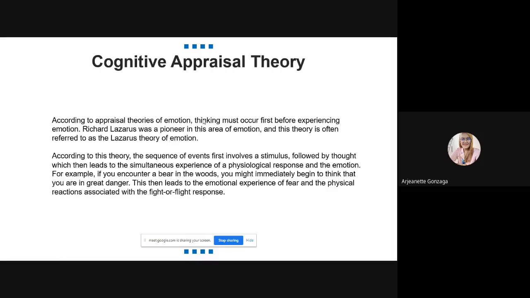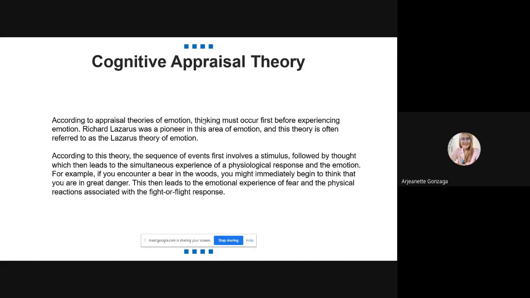So, okay, next. We have the cognitive appraisal theory. So, sa cognitive appraisal theory of emotions, thinking must occur first before experiencing emotions. Si Richard Lazarus naman ang pioneer ng area of emotion na to. And this theory is often referred to as the Lazarus theory of emotion. So, according kay Lazarus, the sequence of events first involves a stimulus followed by thought, which then leads to the simultaneous experience of physiological responses and the emotion.